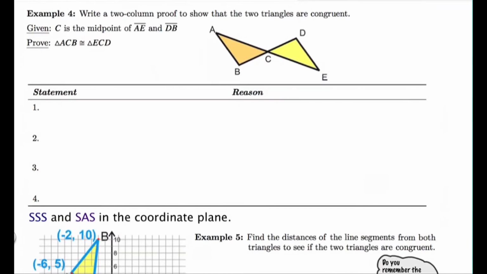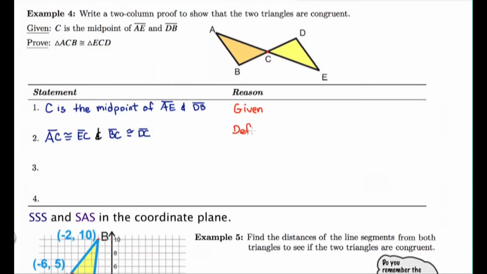Okay, example 4. Write a two-column proof to show that the two triangles are congruent. So we are given that C is the midpoint of segment AE and segment DB. So that's our first statement we can write, and we can say that it is given. So if I know that C is the midpoint, that means that it's bisecting these two sides. So I can write that segment AC is congruent to segment EC, and segment BC is congruent to segment DC. And the reason is that's the definition of a midpoint.